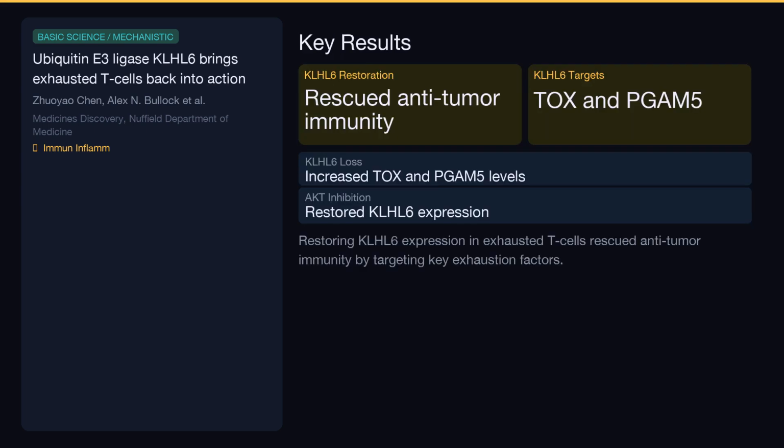exhausted. The study found that when KLHL6 was lost, T cells became exhausted, showing increased levels of proteins like TOX and PGAM5. However, when KLHL6 expression was restored, it significantly improved the T cell's ability to fight tumors. Even inhibiting a pathway called PI3K-AKT, which normally suppresses KLHL6, helped bring back KLHL6 levels and reactivate exhausted T cells, demonstrating a clear link between KLHL6 and T cell function.